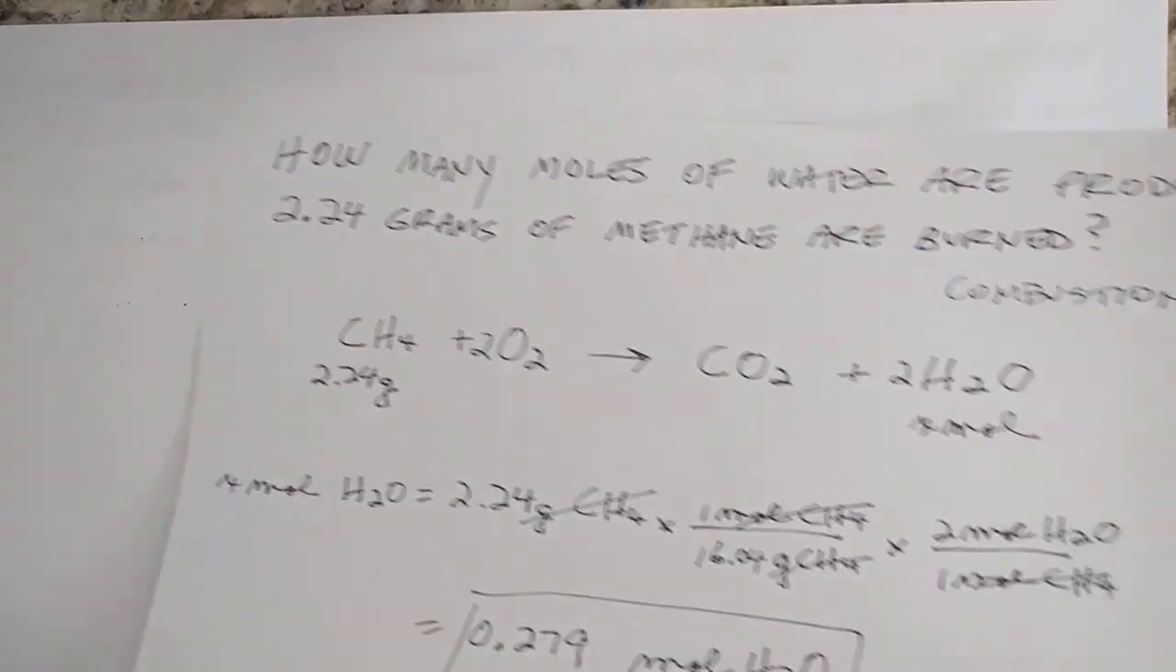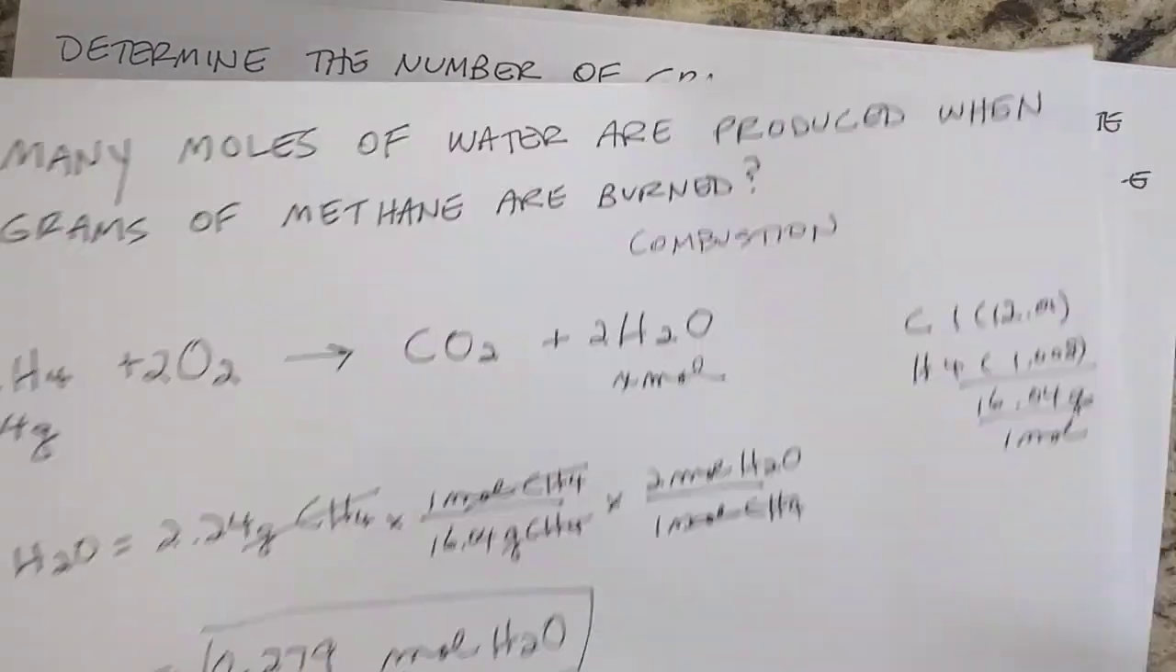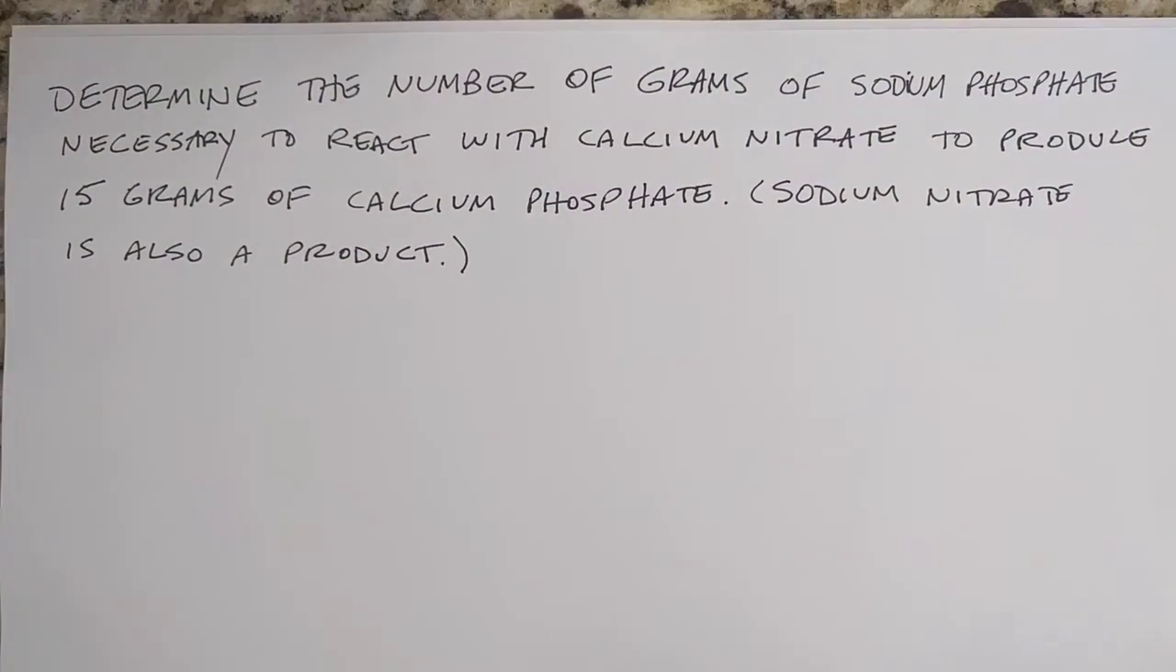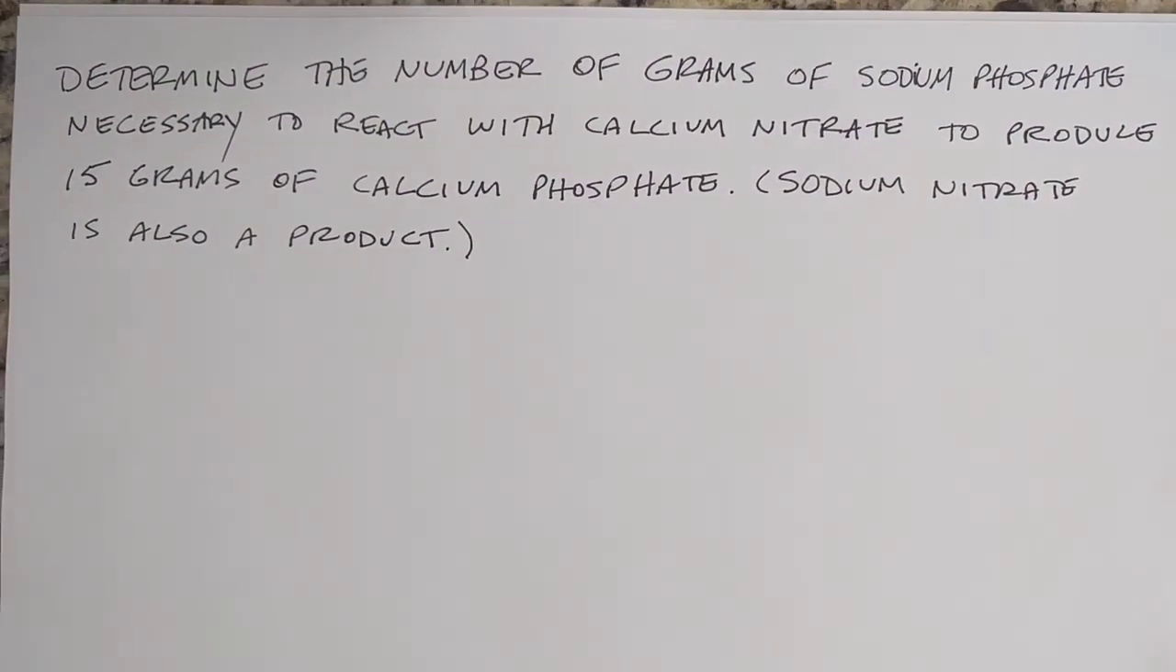Okay, then we have one more problem to do. And this is the big one. All right. So now our problem says, determine the number of grams of sodium phosphate necessary to react with calcium nitrate to produce 15 grams of calcium phosphate. Sodium nitrate is also a product.